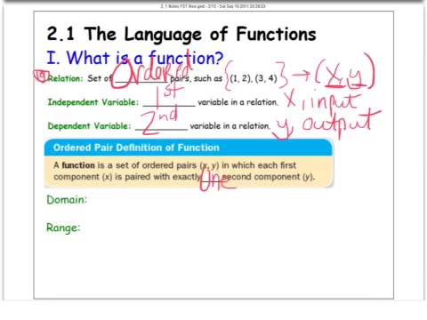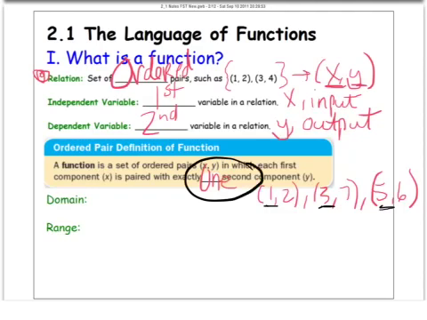So for example, I might have this set of ordered pairs (1, 2), (3, 7), and (5, 6). And what it says is for every x value, so for the 1, for the 3, or for the 5, it's paired with exactly one second component. So the 1 is paired with the 2, the 3 is paired with the 7, the 5 is paired with a 6. Never do we see another 5 come into play, for example.